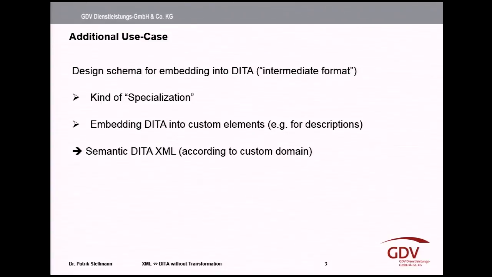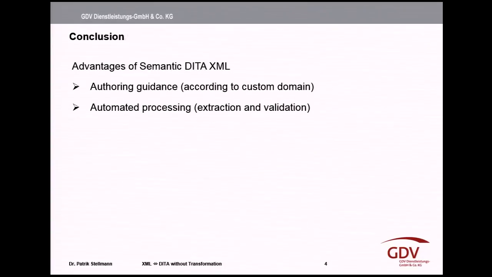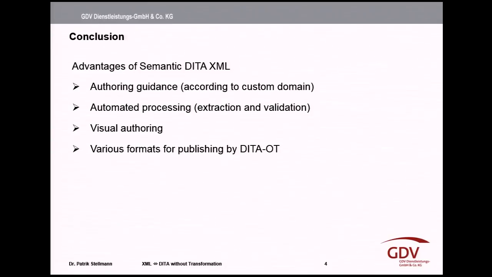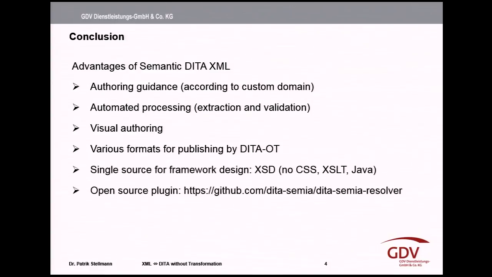In my case, it was a database table, but you can do whatever you want. So as a conclusion, this solution takes the advantages of both worlds. On the one side, you have the advantages of the raw XML, so the validation works in your custom domain, and you can still do automatic processing, like data extraction or validation in this domain. And you also get the advantages from DITA. So you can do the visual authoring in Oxygen, or you can do the publishing with DITA OT in whatever formats you know.